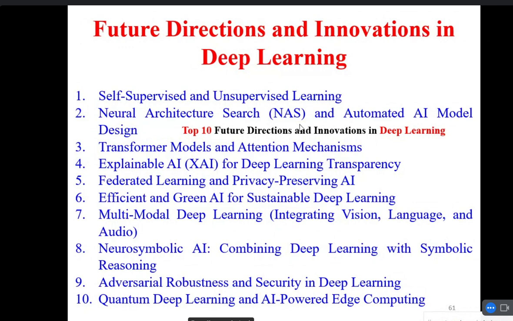The first concept is self-supervised and unsupervised learning. There are three approaches we might have seen in machine learning: supervised learning, unsupervised learning, and reinforcement learning. These two concepts we are learning in deep learning: self-supervised learning and unsupervised learning. What is meant by supervised learning? Supervised learning is where there is a label, a target class, and based on that we are classifying the data.